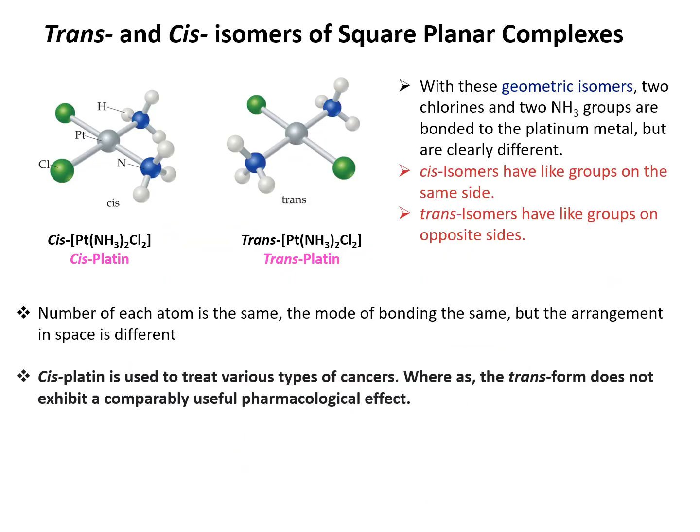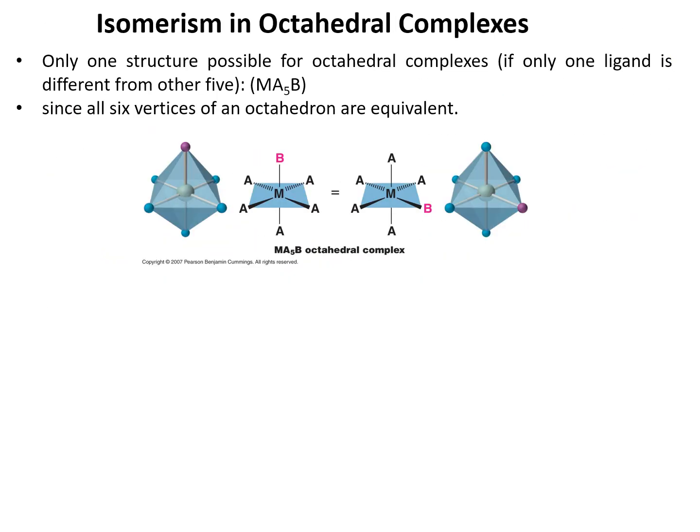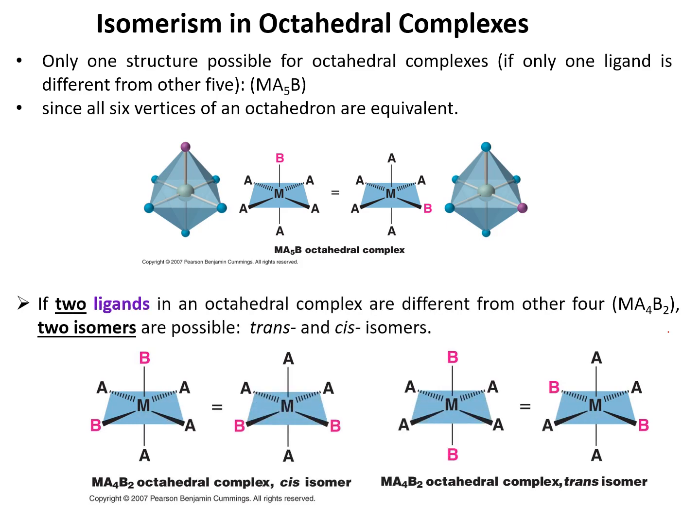Now about the octahedral MA5B or MA4B2 complexes. For the octahedral MA5B complex, only one arrangement is possible. For the MA4B2 complex, both cis and trans are possible. Cis and trans octahedral complexes.